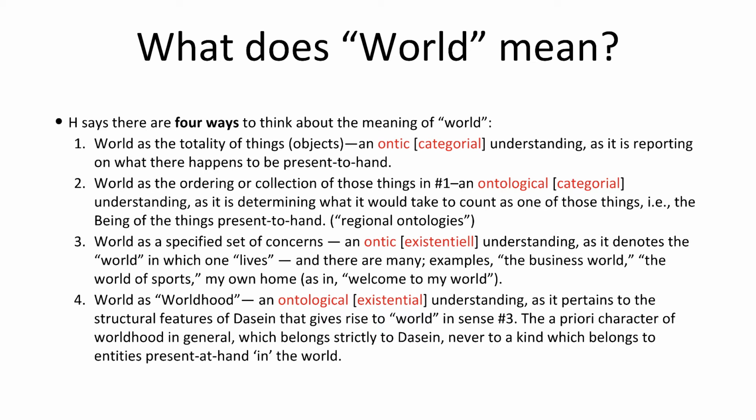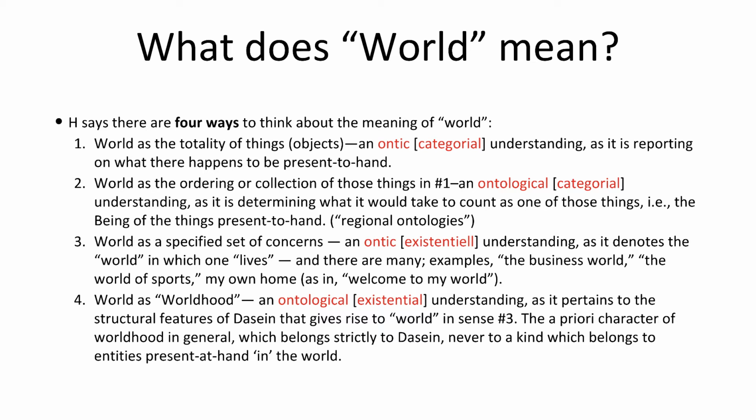So it's the a priori character of worldhood in general. A priori means the conditions of possibility for there to be these various ontic worlds. And this belongs, note, strictly to Dasein, never to a kind which belongs to entities present at hand in the world. There can be worlds in sense three because of the ontological existential structure of Dasein, the makeup of Dasein. Only Dasein are worldly beings.